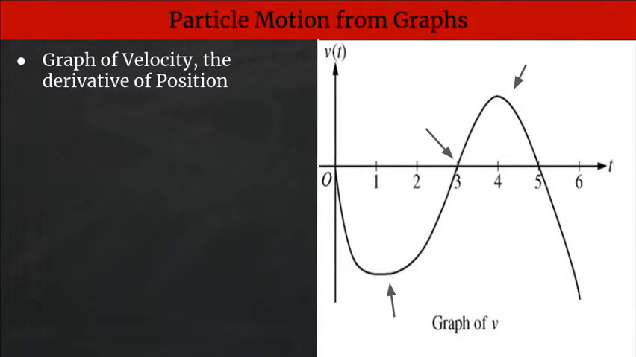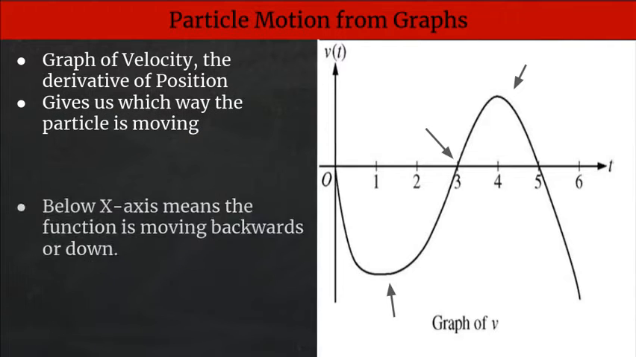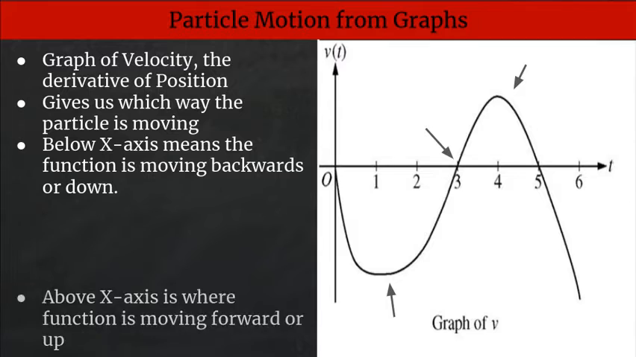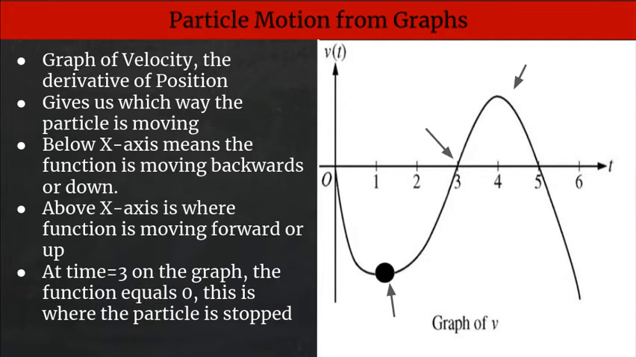The graph of velocity, which is the derivative of position, gives us which way the particle is moving. Below the x-axis means the function is moving backwards or down, and above the x-axis is where the function is moving forward or up. On this graph, at time x equals 3, the function equals 0. This is where the particle is stopped.